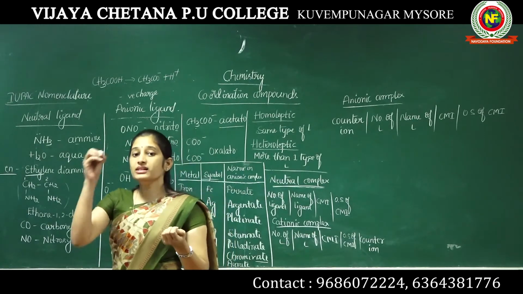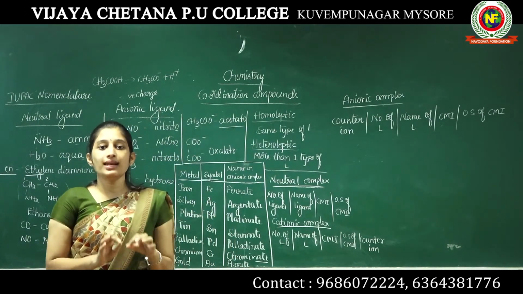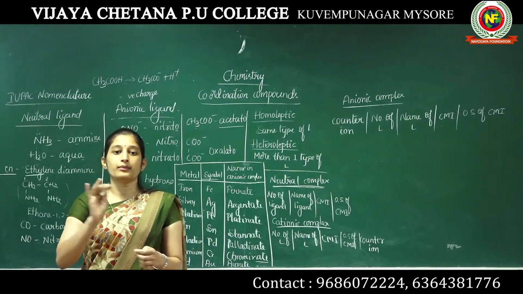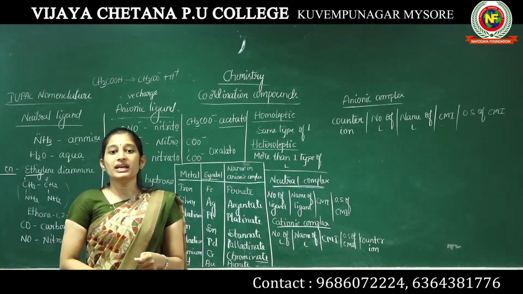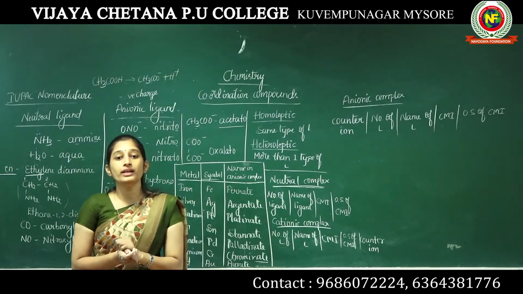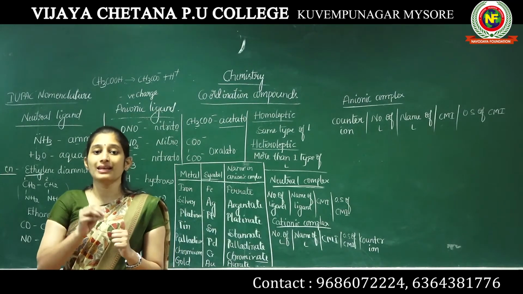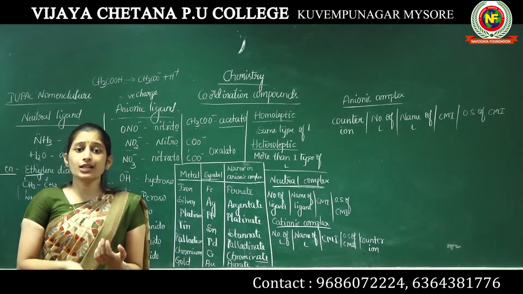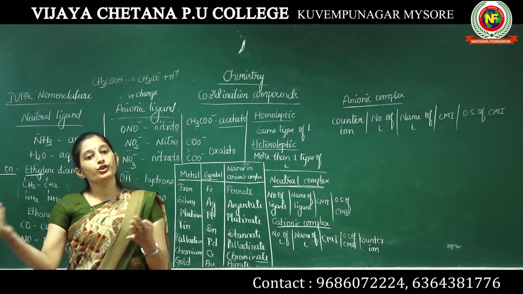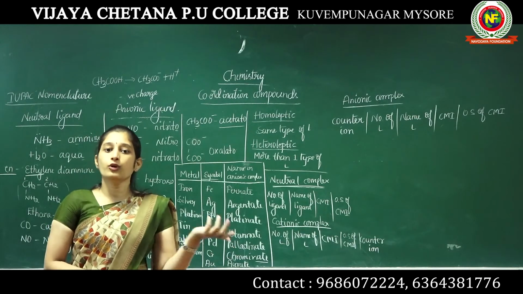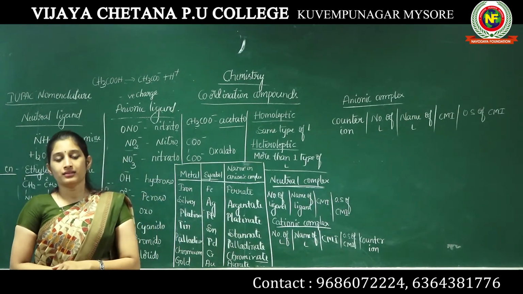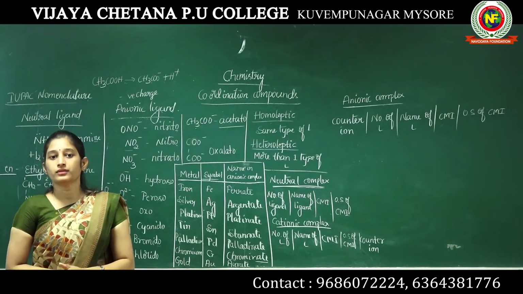Homoleptic means all the ligands around the metal are the same. For example, if CN is used, all should be CN. If Br is used, all should be Br. If Cl is used, all should be Cl. That is homoleptic, meaning the environment should be the same. Hetero means different. For example, if there are 4 CN, the remaining 2 may be chlorine, or it may be anything. The ligand can be anything.